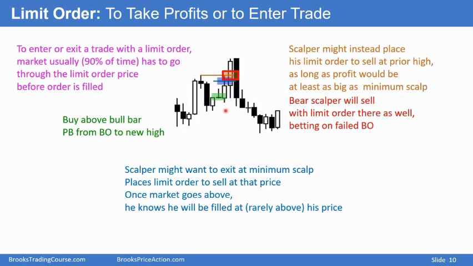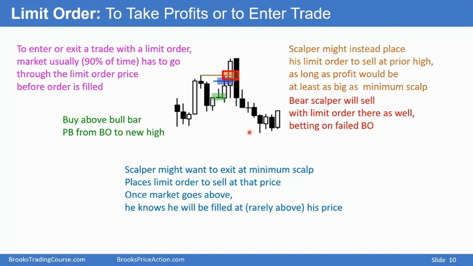An experienced bear scalper might look at this and say, oh, we went down, we went up, we went down, we went up. This is probably a trading range, and therefore, if we break above the high of this bar, we're probably not going to go up very far. A bear scalper may place a limit order to go short at this high. For him to get filled, 90% of the time, it has to go at least a little bit above that high to get filled.